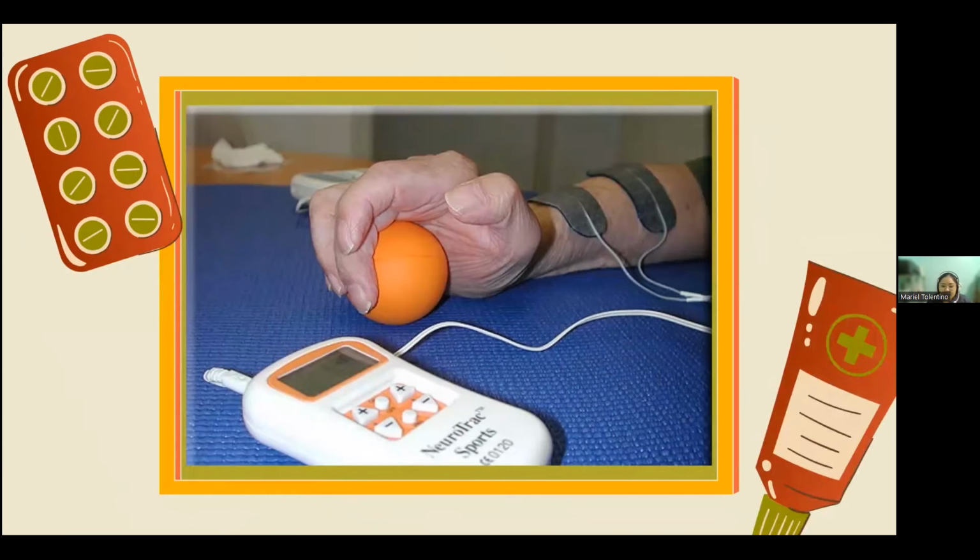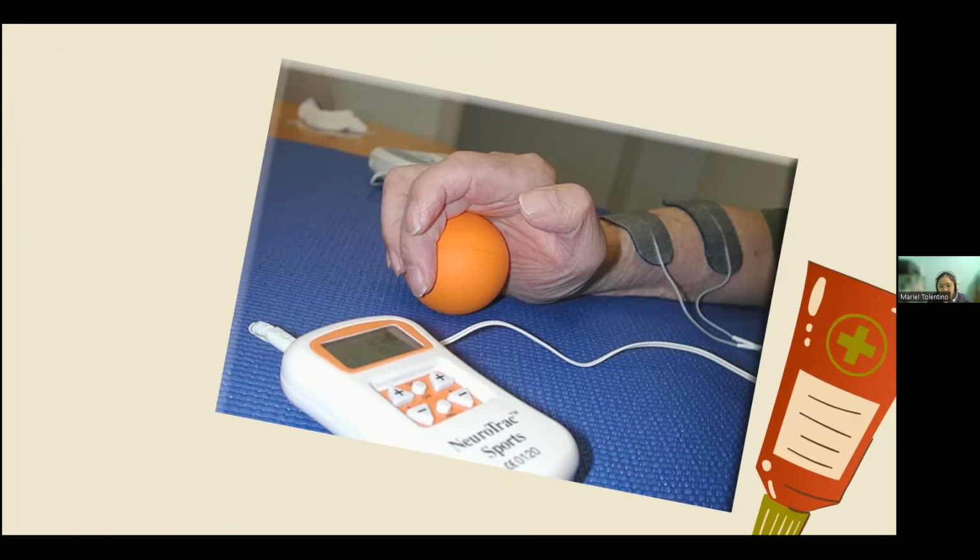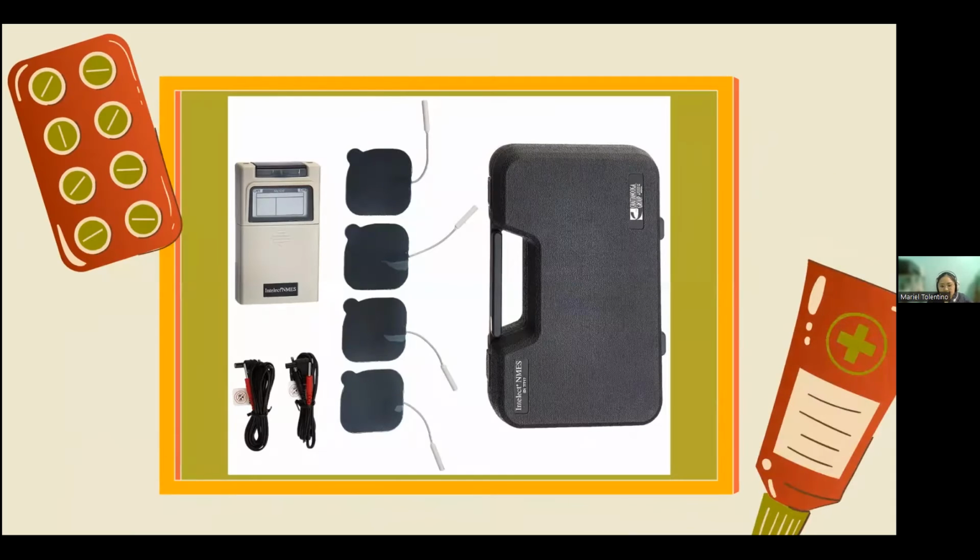These are examples of NMES. NMES is used in conjunction with active exercise. This is an example of an NMES.